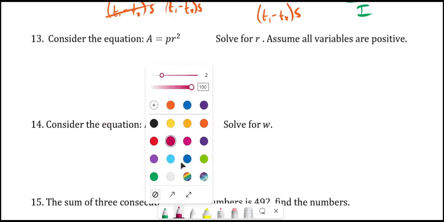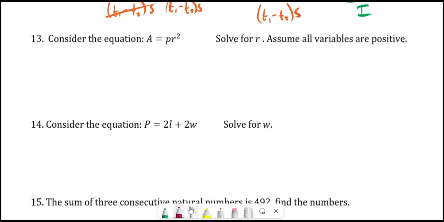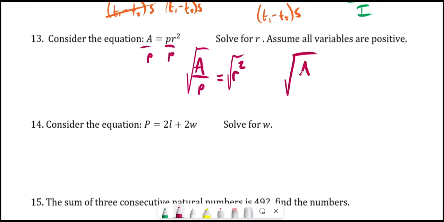So moving on to question 13, the way that we solve for r is by taking the square root of both sides once we've isolated the square. So to isolate the square, we first want to divide by p on both sides to get a over p is equal to r squared. To get rid of a square, we take the square root of both sides. So the square root here, the square root here, square roots and squares cancel each other somewhat, and we wind up with a over p square rooted is equal to r.